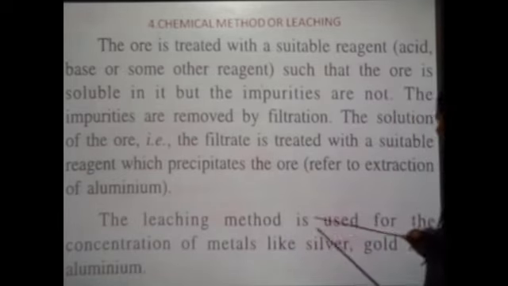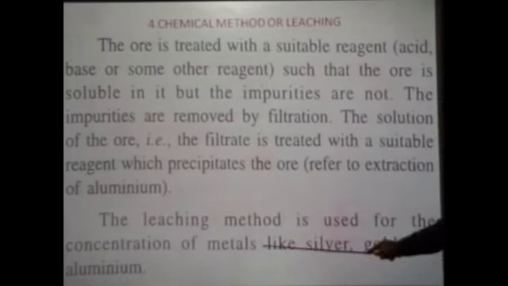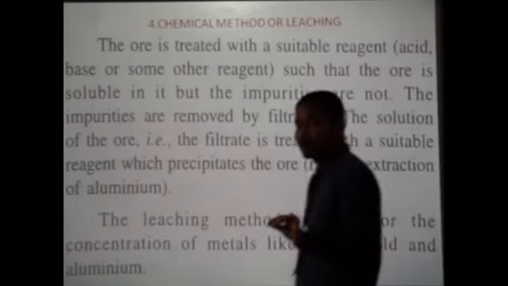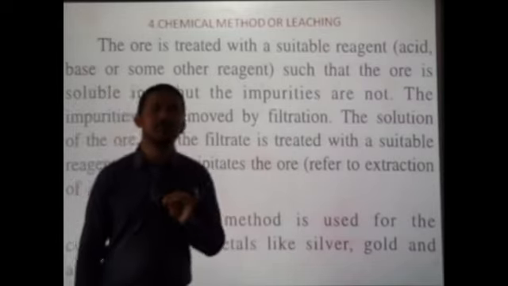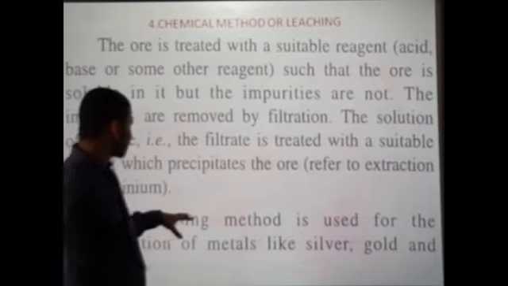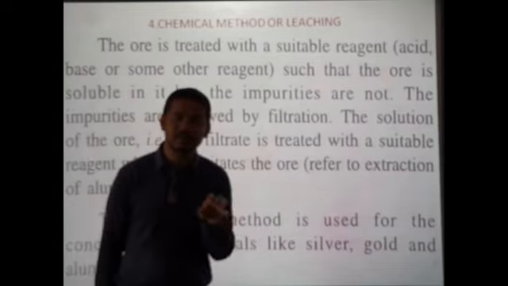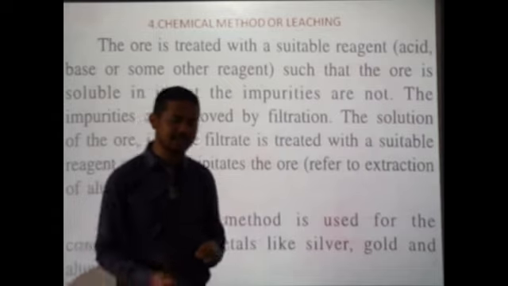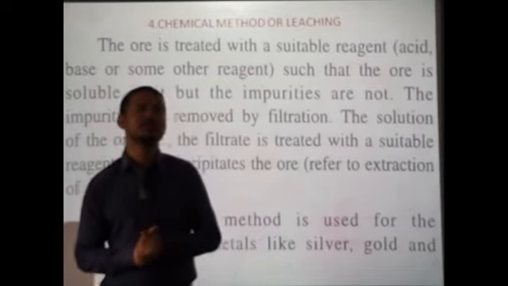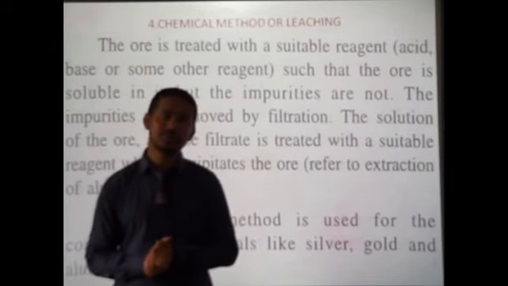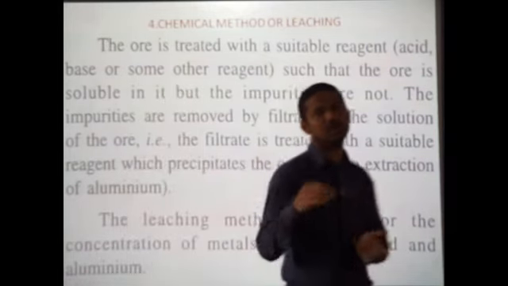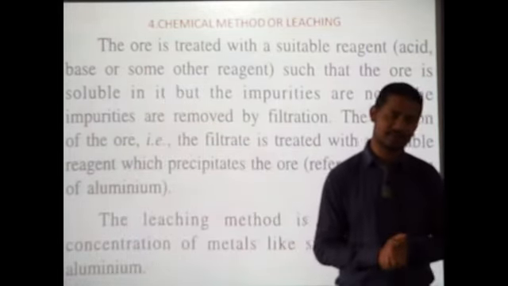Generally for extracting aluminium we use this chemical method or leaching. The leaching method is used for the concentration of ores of metals like silver, gold and aluminium. On which principle does this chemical method or leaching work? Impurities have to be insoluble in the given reagent and the ore has to be soluble in the given reagent.